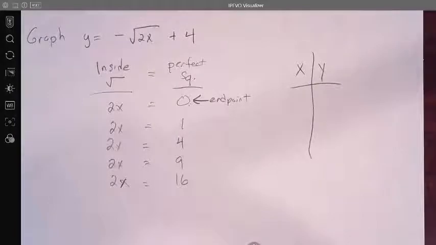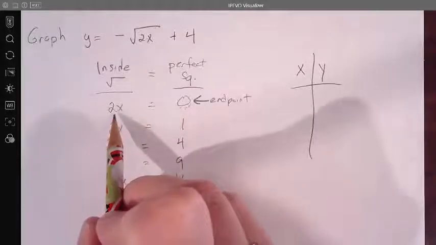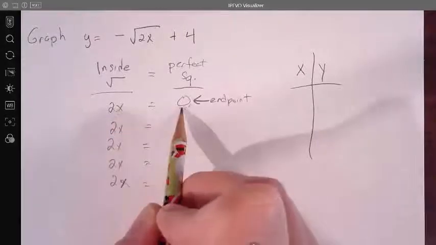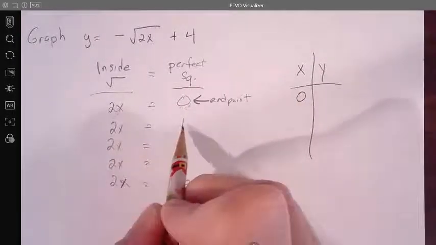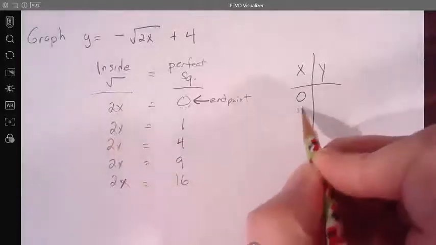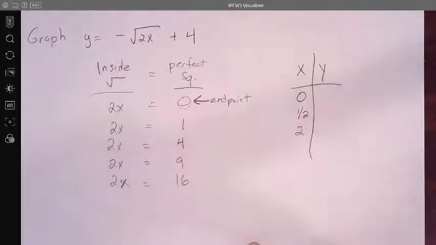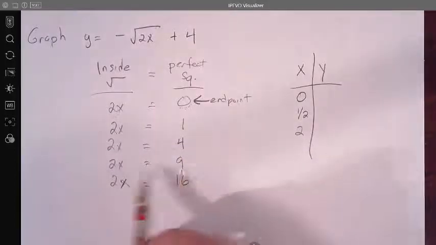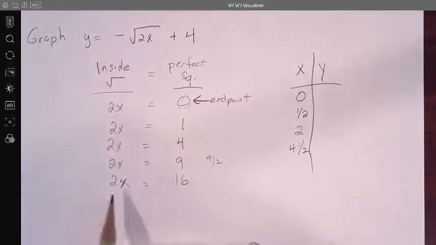The numbers I want to plug in, I want to solve this equation to get an X value. Well, if I divide both sides by 2 to get my X value, I would get 0 as a result. Here, if I divide both sides of this equation by 2, I would get 1/2. Here, if I divide both sides by 2, I would get 2. Here, if I divide both sides by 2, I'd get 9/2, better known as 4.5. And here, if I divide both sides by 2, I'd get 8.